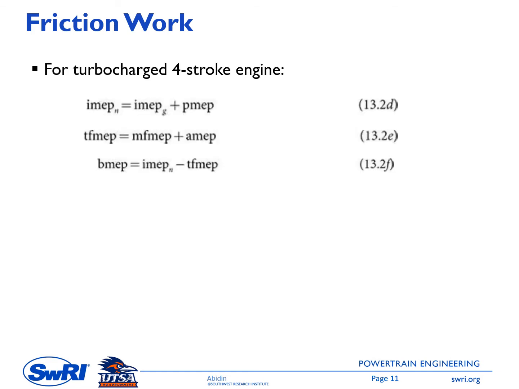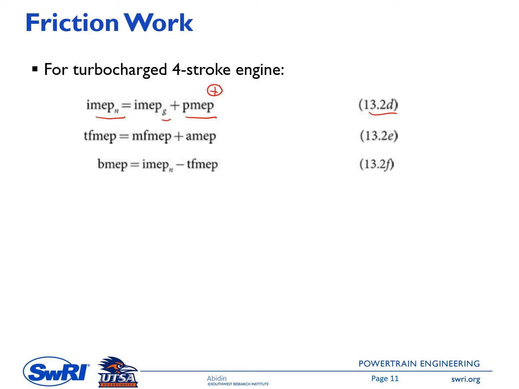And then for a turbocharged 4-stroke engine, we don't have the pumping losses. In fact, the pumping work is a positive work. So this is an additional work to the work generated by the engine during the expansion stroke. So we have correlation 13.2D, IMEP net equals IMEPG plus PMEP. So this is positive work.